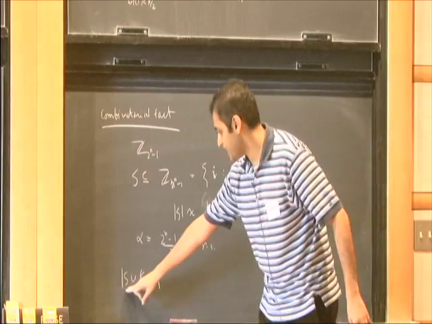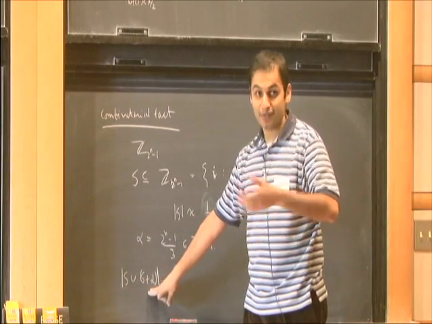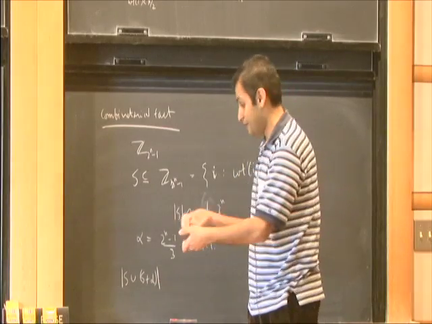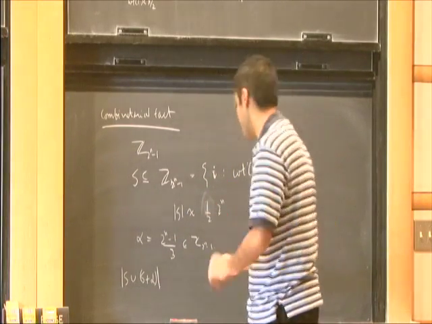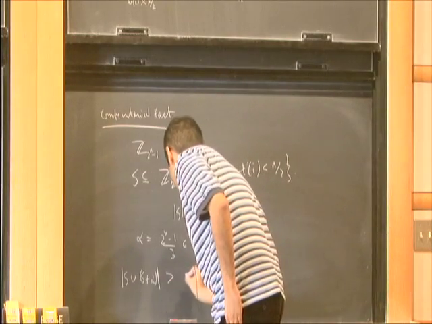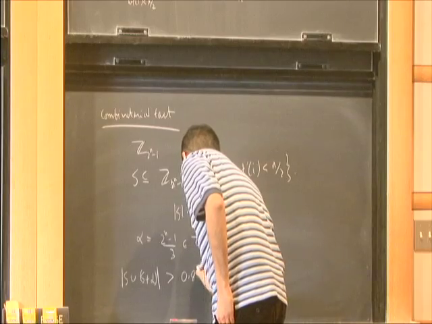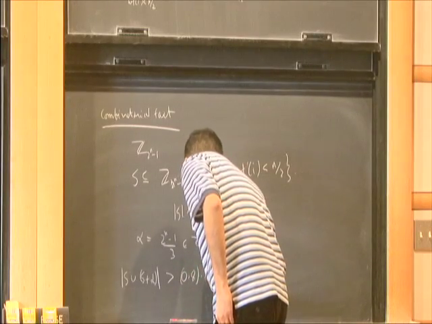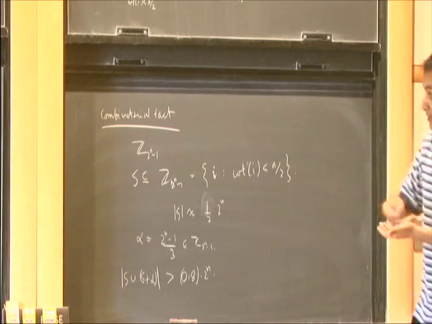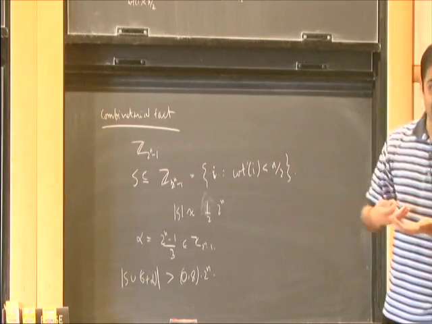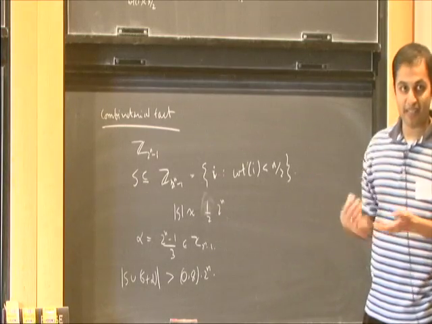So S is a set of size half of Z_2^n minus 1. S plus alpha is also a set of size half of Z_2^n minus 1. I'm taking S, translating it, and taking the union of these two sets. Then the size of this is greater than 0.8 times 2^n. So S plus alpha is far away from S. The size of S grows when you shift it by alpha.